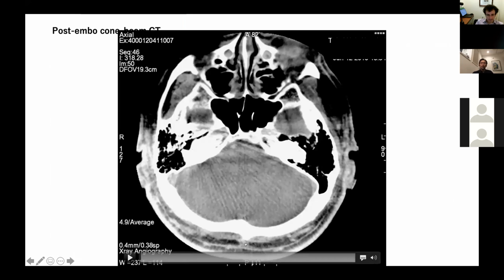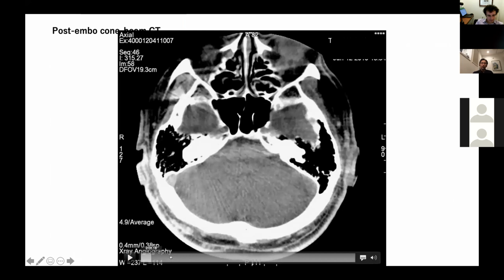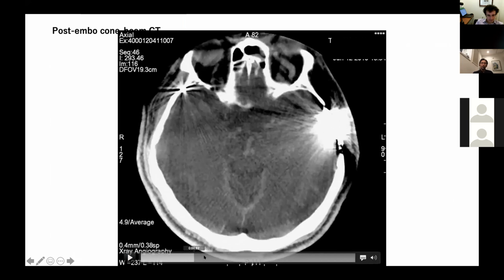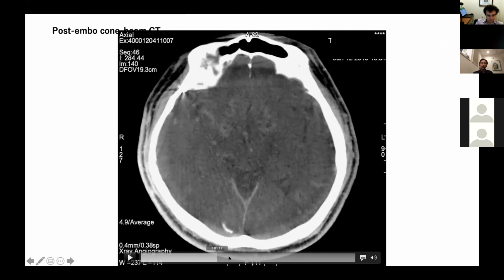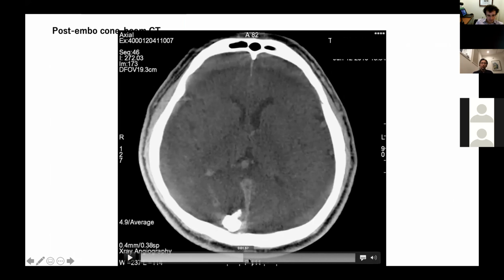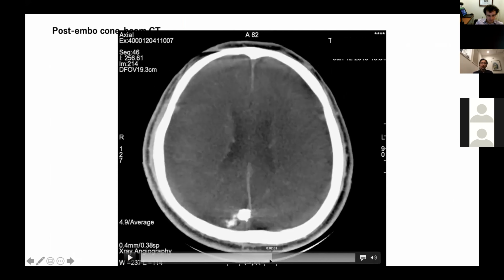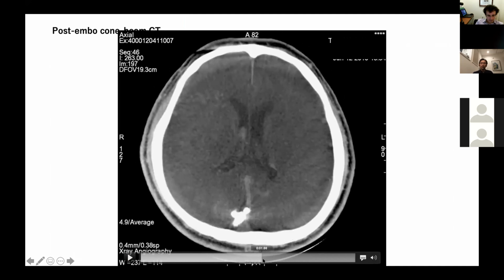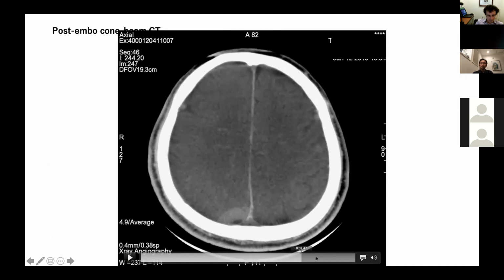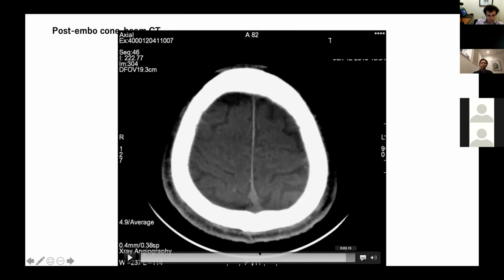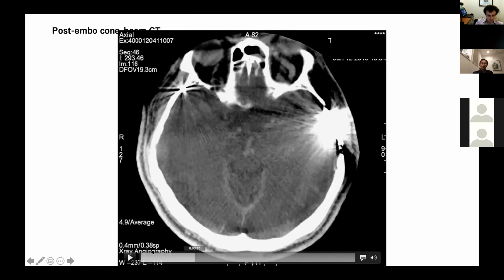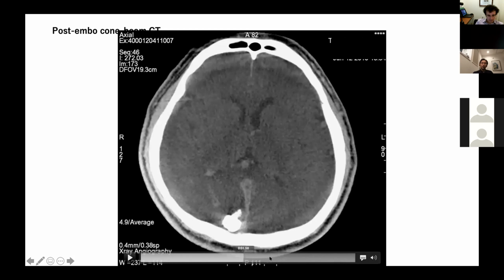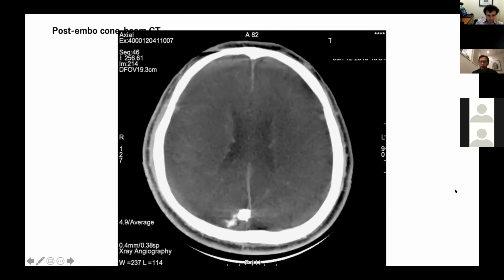Okay, so this is the DynaCT right after the procedure, just to show you that we didn't have a lot of migrated glue. It was very near to the shunt itself and concentrated inside the shunt pouch. So for us, we thought we'd done a good job.